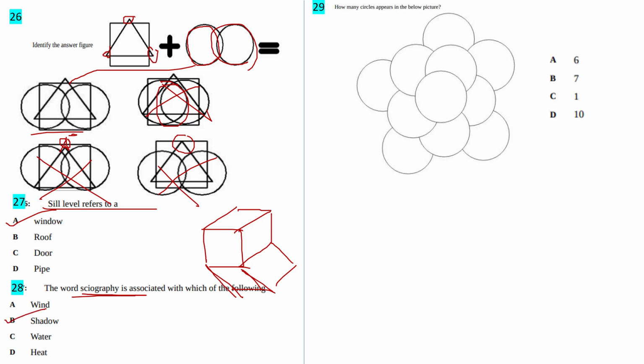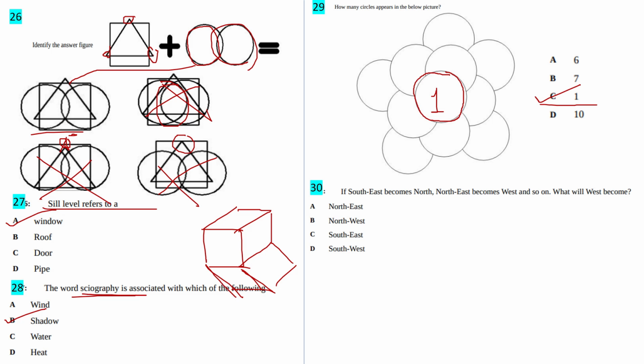Then, how many circles appear in the following picture? All of them are semicircles. None of them are complete circles. But if you look at only this particular circle, this is a complete circle. So we only have one complete circle in this. So C is the answer. Try to solve this, it is very easy.